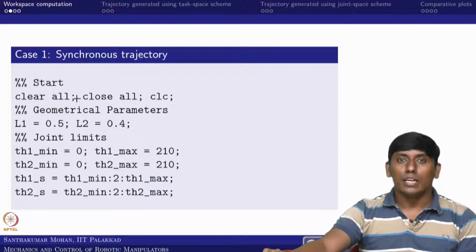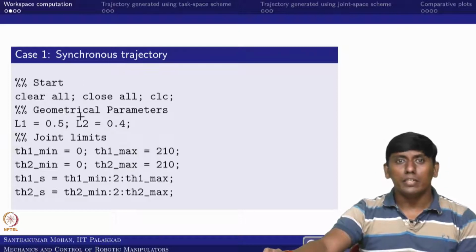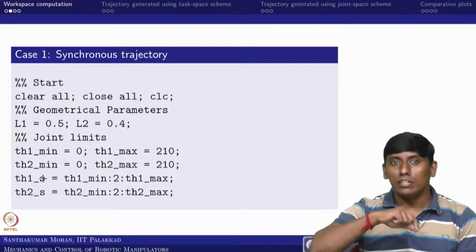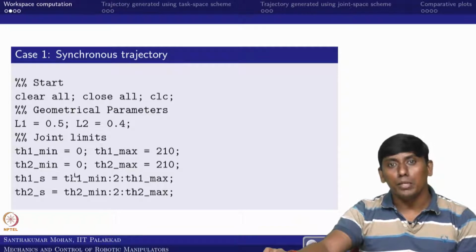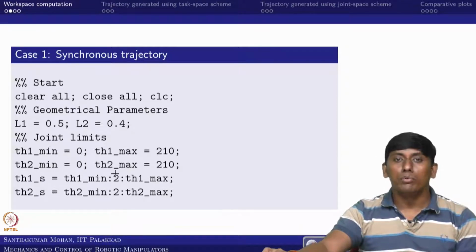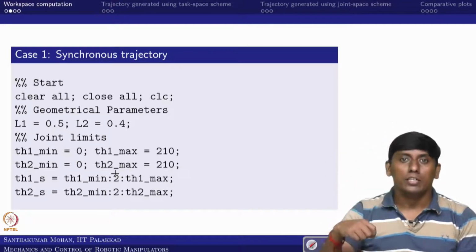For that we are taking the synchronous trajectory all the time, so it need not be explicitly given. Anyhow, that is given here. Now coming to the general case, here theta 1 minimum and maximum, and theta 2 minimum and maximum are given. In the simulation, where I want to show the workspace, theta 1 starts from minimum to maximum with an interval of 2 degrees, because I just want to show points at 2 degree intervals, it need not be.